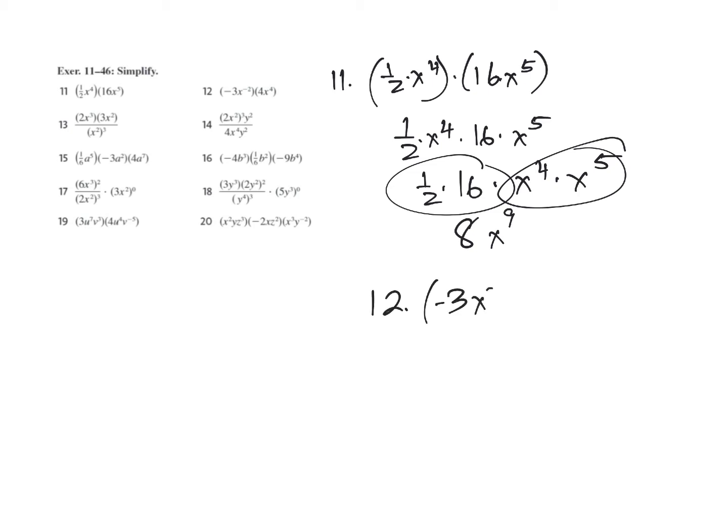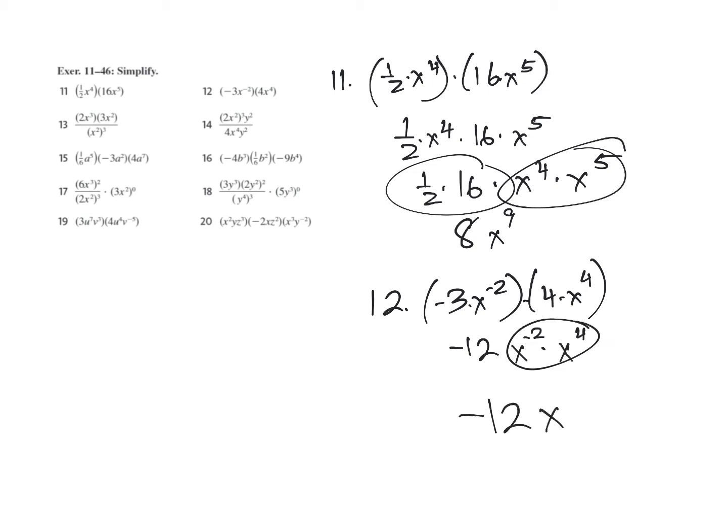Negative 3x to the negative 2 times 4 times x to the 4th. Again, you don't need the parentheses because the exponents are not on the outside. So negative 3 times 4 is negative 12. And now you have x to the negative 2 times x to the 4th. Like bases, you add the exponents. So negative 12, and negative 2 plus 4 is positive 2. And that's your answer. All right, let's get rid of that. And we'll start with number 13.